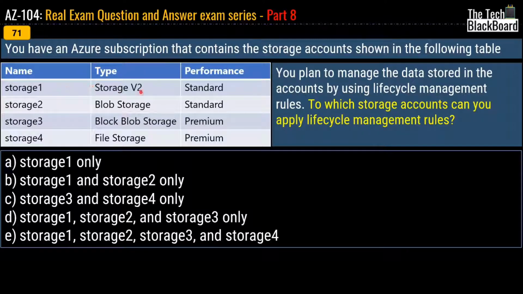So for example, storage 1 is storage version 2. Then we have blob storage for storage 3. And then for storage 4, we have file storage. And then the performance tier is also given. We have standard for the first one and premium for the last one.